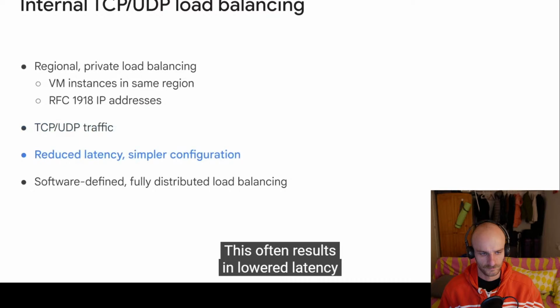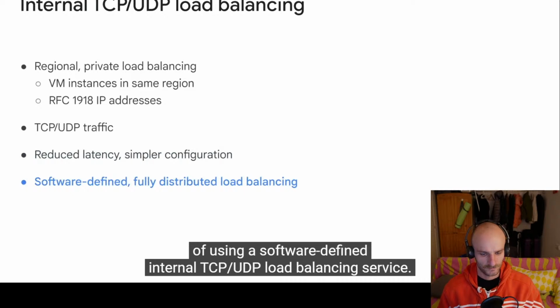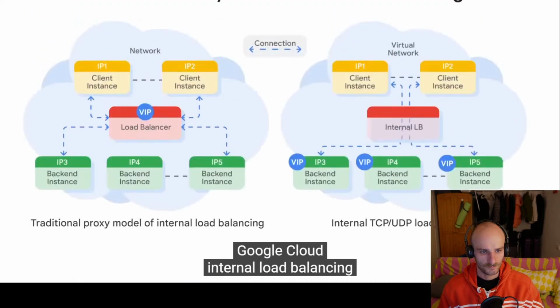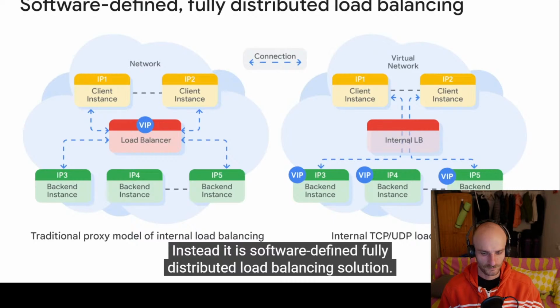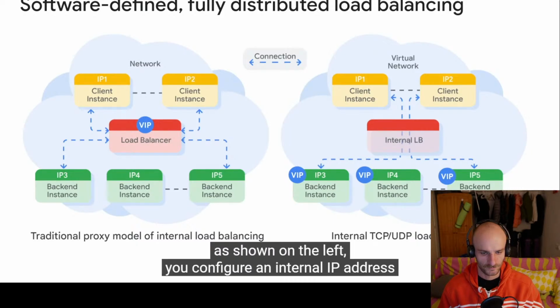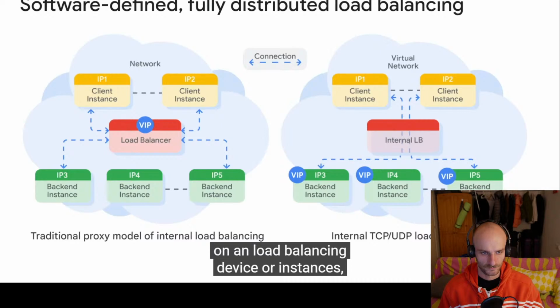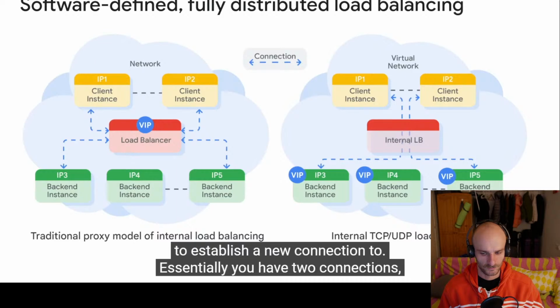This often results in lowered latency because all of your load balanced traffic stays within Google's network, making your configuration much simpler. Let's talk more about the benefits of using a software-defined internal TCP UDP load balancing service. Google Cloud internal load balancing is not based on a device or a VM instance. Instead, it is a software-defined, fully distributed load balancing solution. In the traditional proxy model of internal load balancing, as shown on the left, you configure an internal IP address on a load balancing device or instances, and your client instance connects to this IP address. Traffic coming to the IP address is terminated at the load balancer, and the load balancer selects a backend to establish a new connection to.